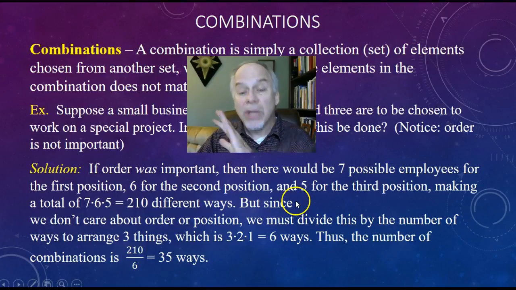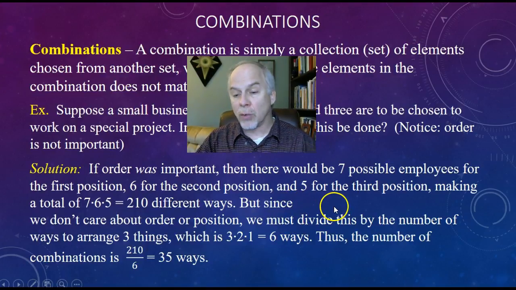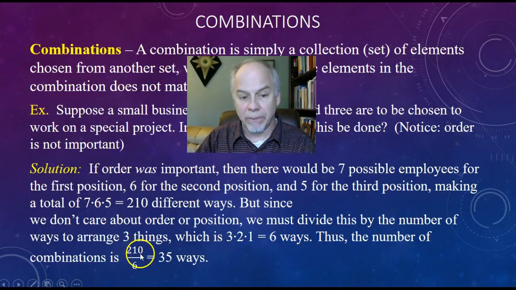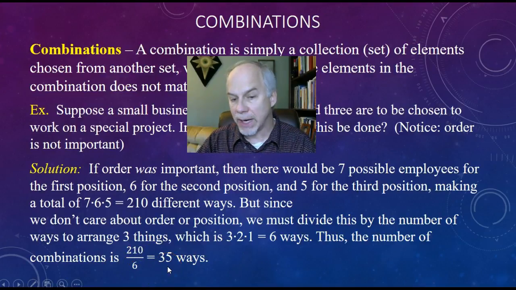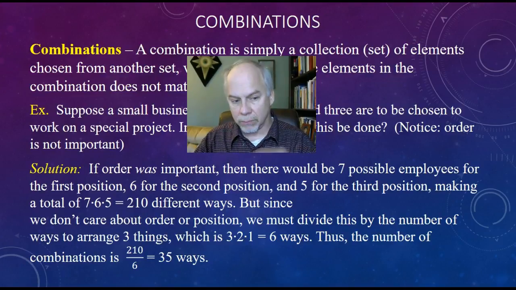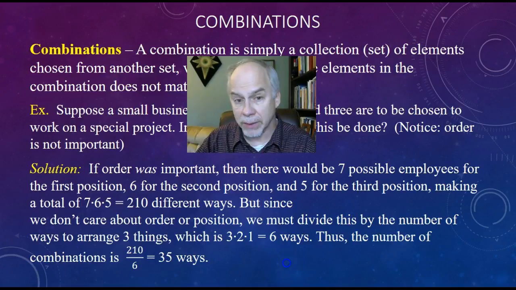But since we don't care about order or position, we divide this by the number of ways to arrange 3 things, which is that 3 factorial again. So we divide it by 6. So in this example, we take 210 and divide by 6, and so there'd be 35 ways, because we're dividing by 6 because the order doesn't matter. Okay, now that's represented in a formula we're going to look at next, so we don't have to think about this dividing thing. It'll automatically do that in the formula.